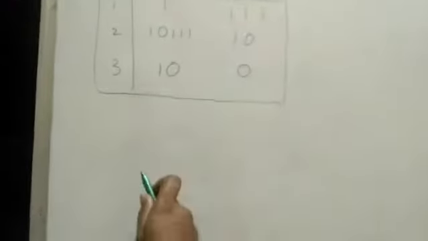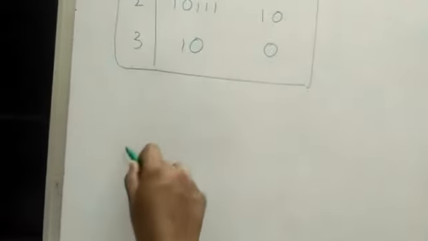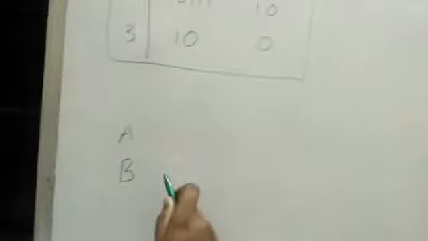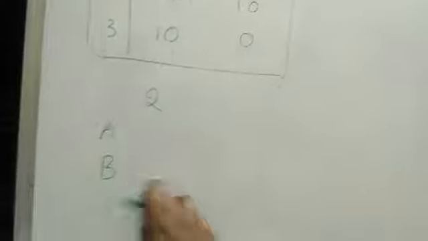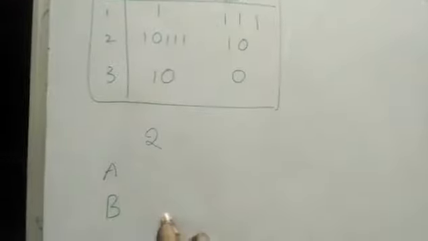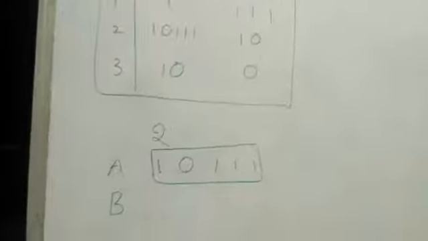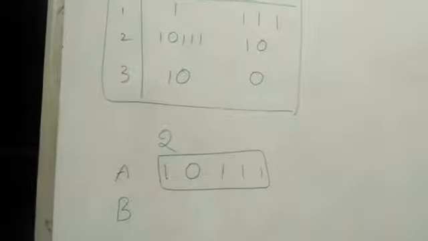Here I'm writing A and B. Definitely we have to start with 2. So when I have written 2, A2 I have to write and B2 I have to write. A2 is 1 0 triple 1. So I'll make it as a block, 2. Similarly I have to write B2. B2 is 1 0. So when I have written 1 0, these two are matched.